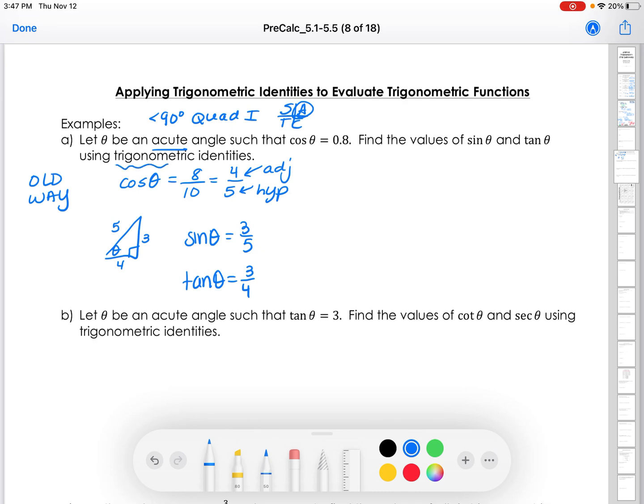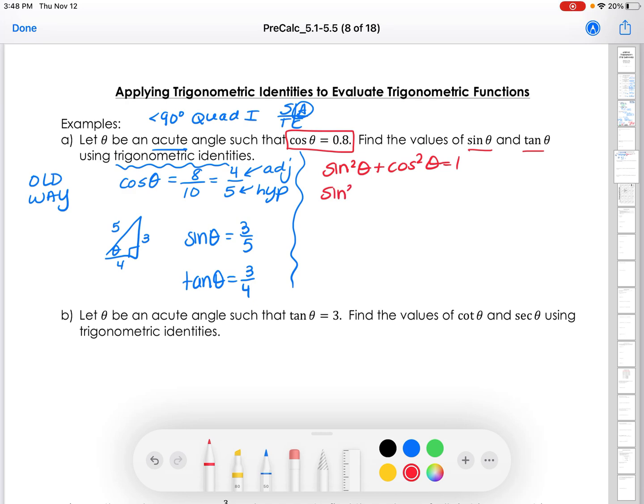However, these specific directions say to use trig identities. To use a trig identity, what we want to do is think about the different relationships. So we're given cosine. That's what we're starting with. If we're given cosine, we want to find sine and tangent. We want to think about what's the relationship between cosine and one of these. So one of them, if I look at my identities, is that sine squared plus cosine squared is equal to 1. So what I can do is plug in the information that I do know and solve for sine.